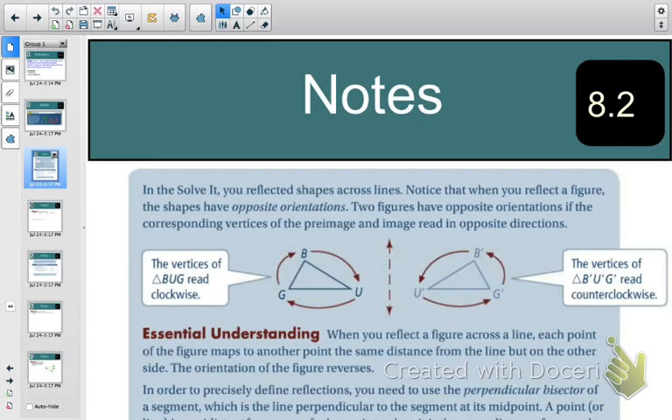Okay. Notice that when you reflect a figure, the shapes have opposite orientations. So, for example, if you look at these triangles here, triangle BUG, if you go in the clockwise direction, it's BUG. When you flip it, this U comes over to here, and now it would go counterclockwise to read BUG. So the orientation flips, and that's what that means.